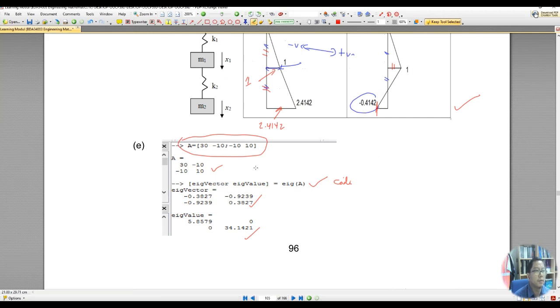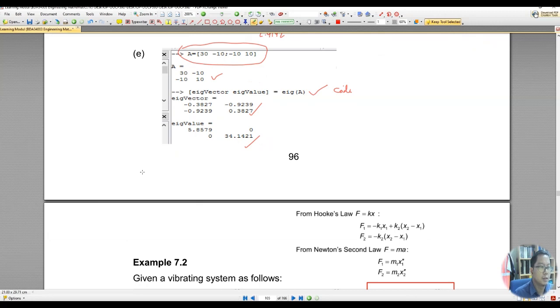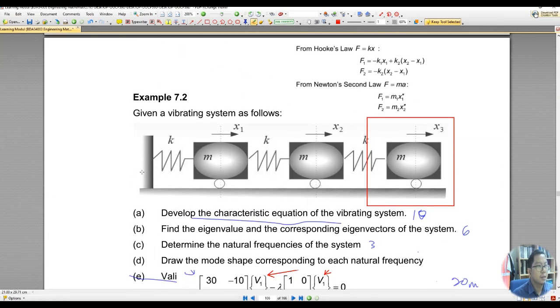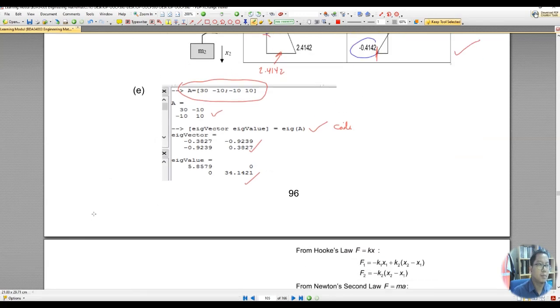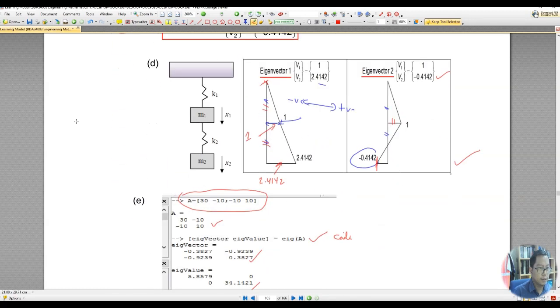So I think that is enough for this class for example 7.1. Any questions you may ask in the tutorial class after this session. Before we proceed to others, please also study 7.2 and so on. Okay, thank you, class.